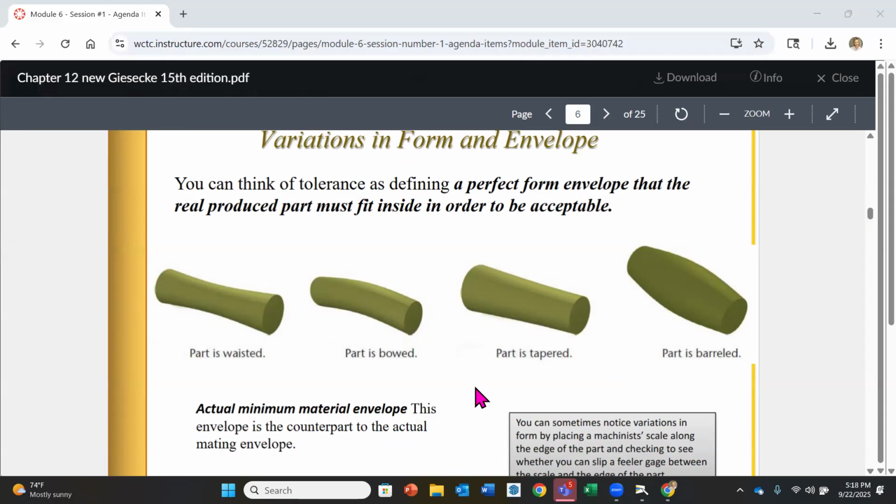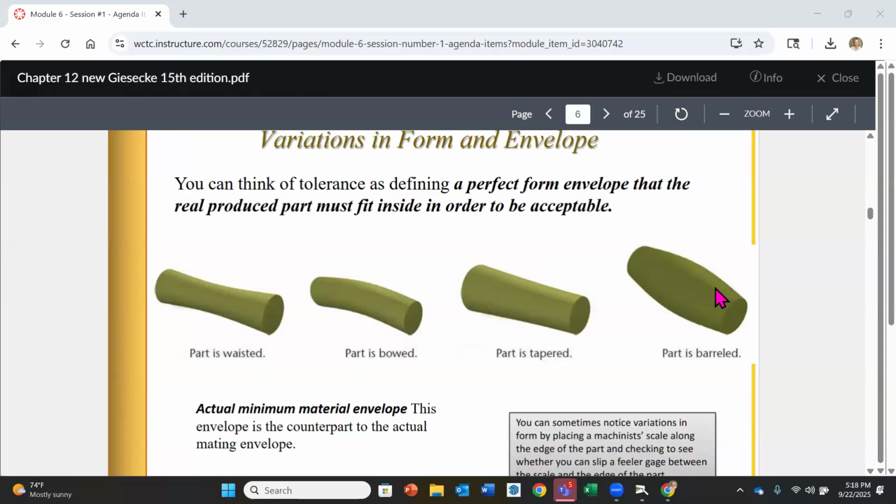now you can start getting a better picture of what this is going to look like. Now, as long as all of the features, whether it's bowed or you have this hourglass shape or tapered, or you have this barreled shape, as long as all the points still are within the tolerance zone specified on the drawing, they're okay. There's no requirement that they have to be perfect all the way. That's why we have the tolerance.